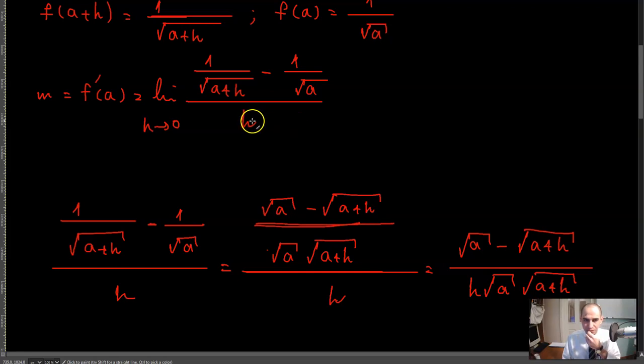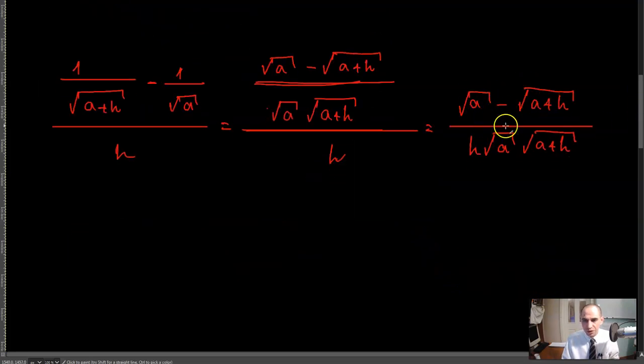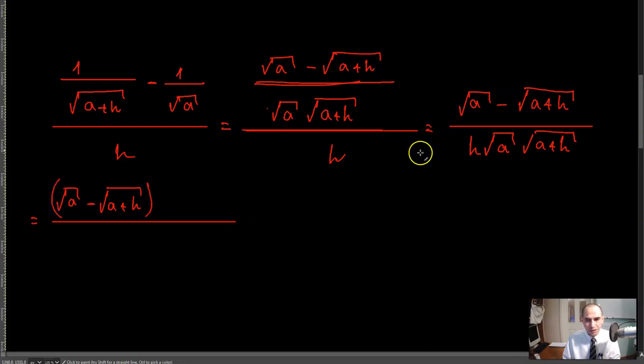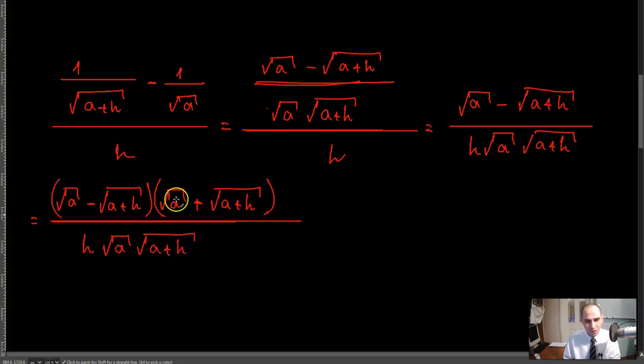Now, since you want to eventually cancel this h out, because with h in the denominator, if it goes to zero, you cannot take the limit. So what you will do is rationalize the numerator, meaning you write this as the square root of a minus the square root of a plus h, and multiply it by its conjugate, which is the square root of a plus the square root of a plus h. The denominator becomes h times the square root of a times the square root of a plus h, multiplied by the same thing you multiplied the numerator by, which is the square root of a plus the square root of a plus h.